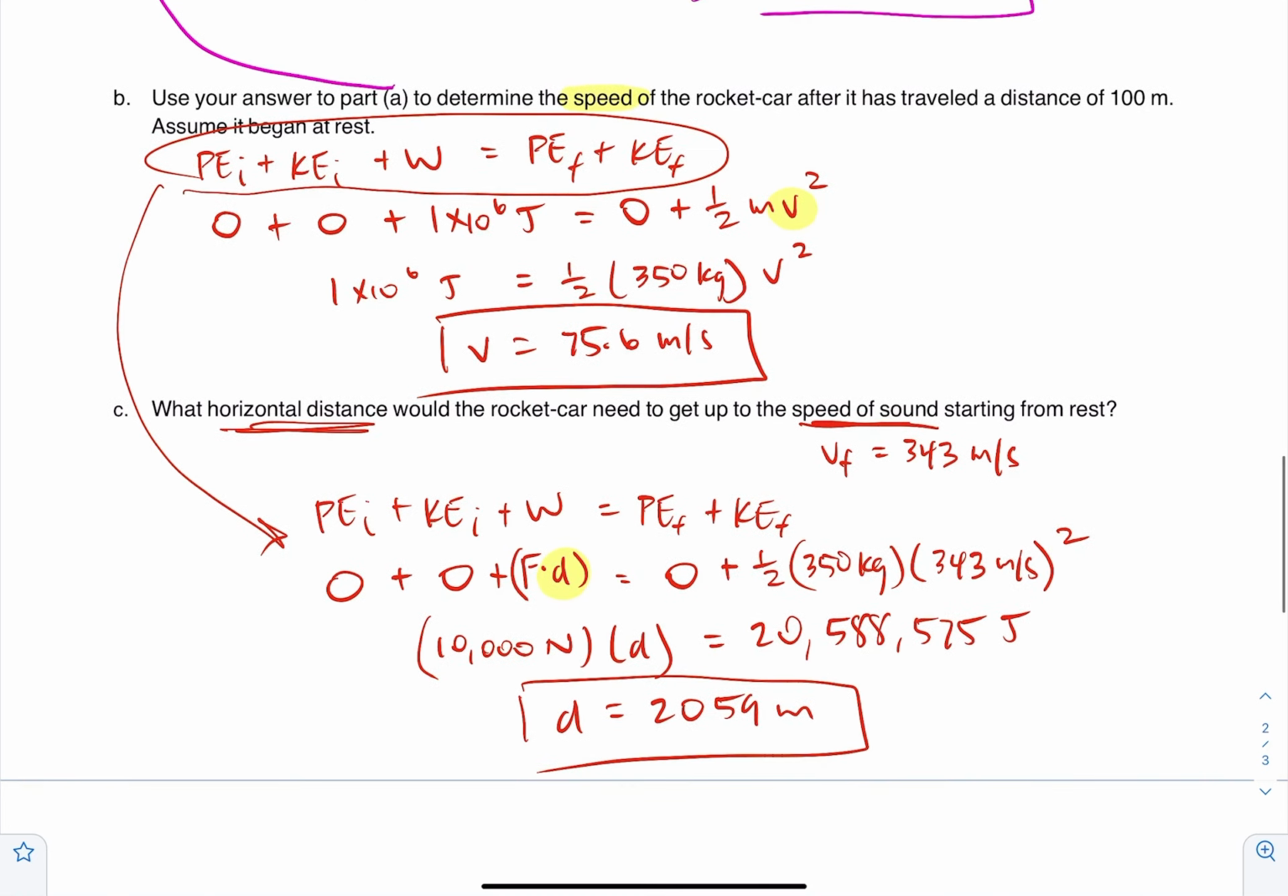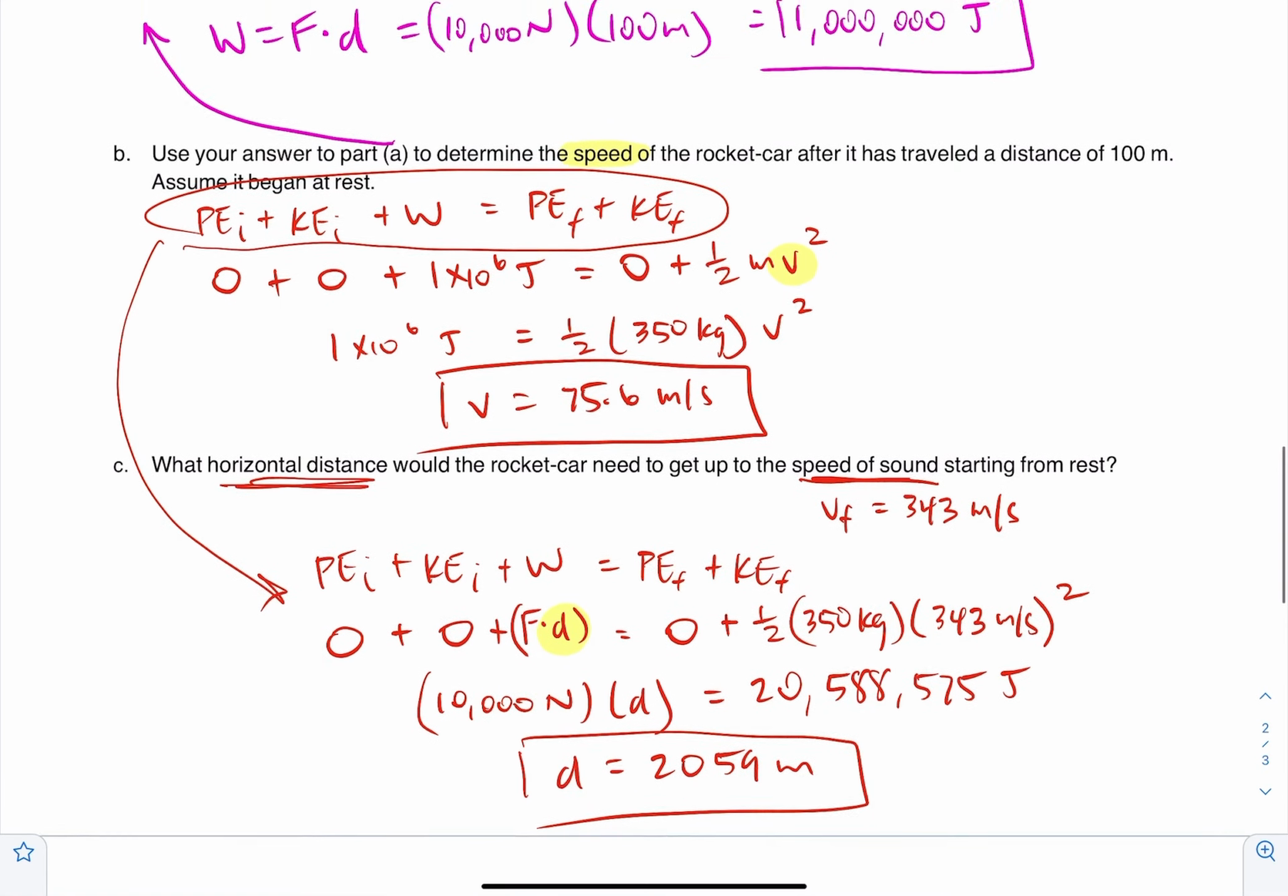All right, so that is how you can use the work-energy relationship to solve problems involving force, distance, velocity, and different levels of energy.